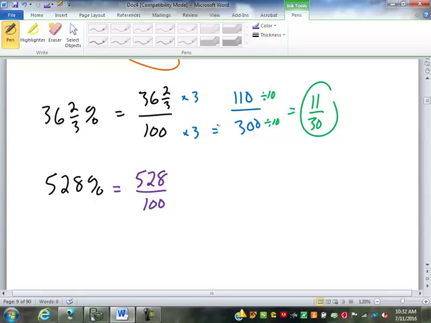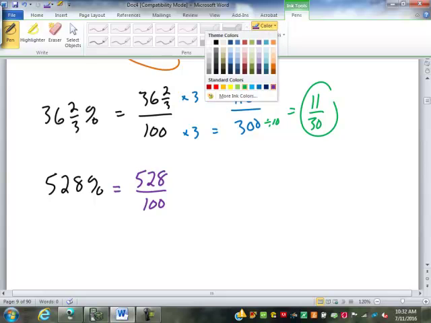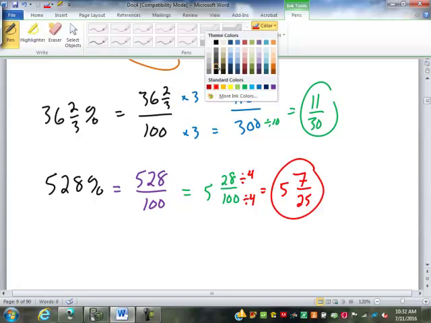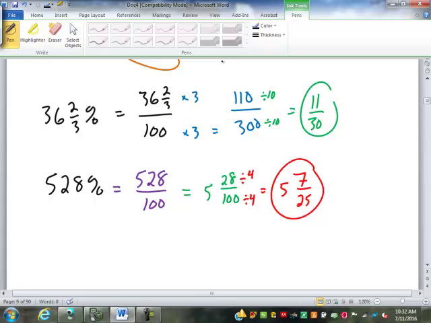528% is more than 100%. So it is going to be more than 1. So when I look at this, the first thing I would probably do is, well, 100 goes into 528 5 times with 28 left over. At that point, it's pretty simple to see how many hundreds there are, so I can make it into a mixed number right there pretty quickly. And now I still have the 28 over 100, both of which can be divided by 4. 28 divided by 4 is 7. 100 divided by 4 is 25. So 5 and 7 25ths. Anybody come up with that?